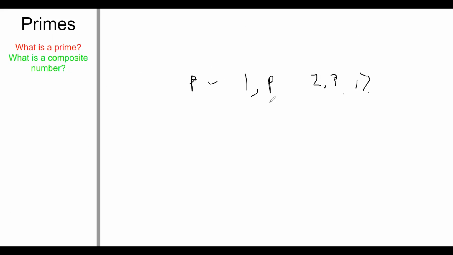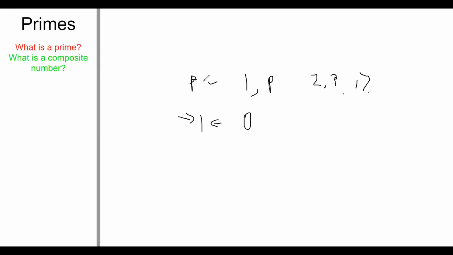So 1 is a special case because it's technically not divisible by anything except 1 itself, but we don't really consider it prime. We don't consider it composite either. It's just 1. And the same thing with 0, you don't really have to worry about it being prime or composite, because, as I'll get into later, primes are much more useful when it comes to factoring.